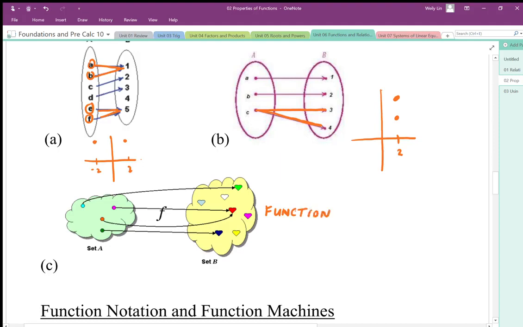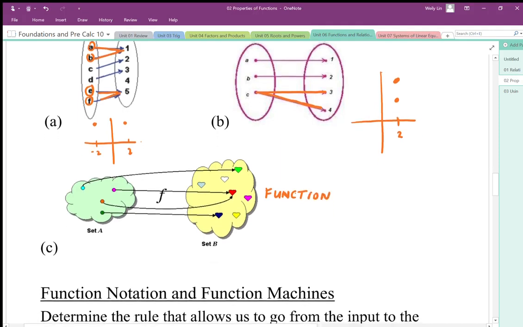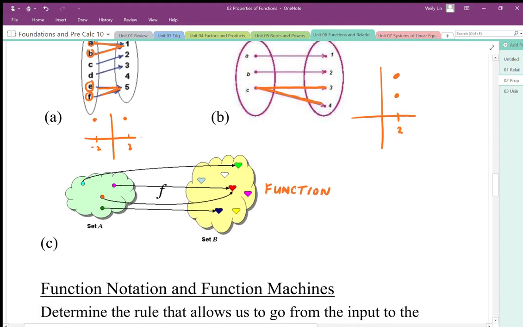This concept of function is important because relationships are very important, but functions are even more important because they allow us to have one input that maps onto one output. We don't have one input mapping onto two outputs, because that becomes a problem when we have functions: when we put a number in, we don't know what we're getting out.